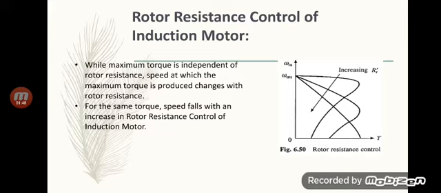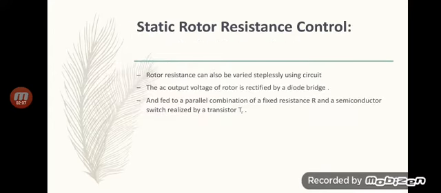While maximum torque is independent of rotor resistance, the speed at which the maximum torque is produced changes with rotor resistance. For the same torque, speed falls with an increase in rotor resistance in induction motor control. Rotor resistance can also be varied steplessly using a circuit.